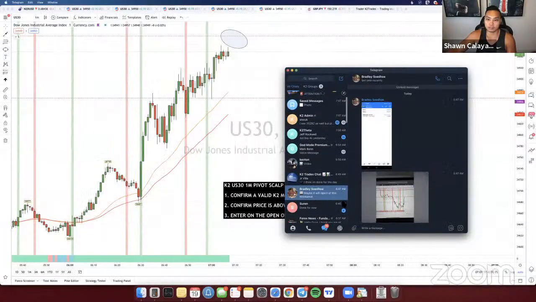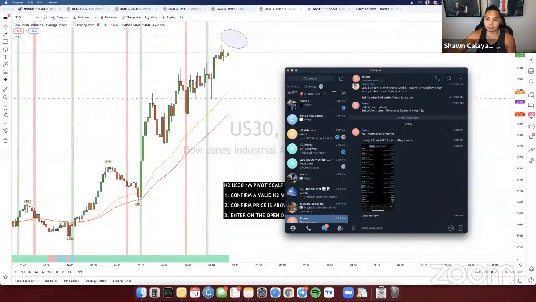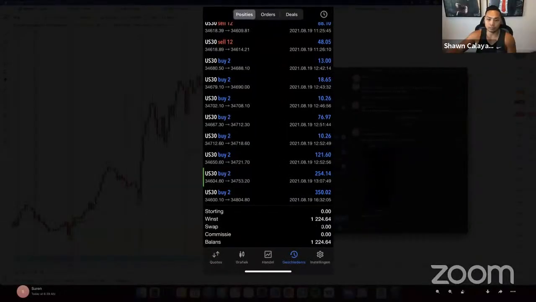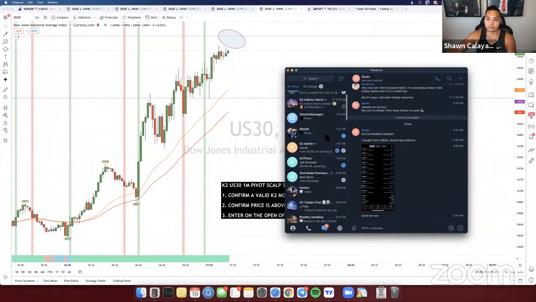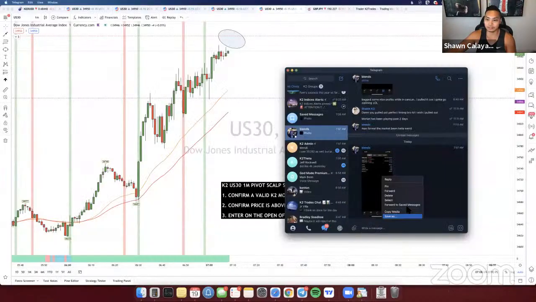Nice work. Stern over here caught the sells and a couple buys, locked in a total of 1,224 euros. Great work, Stern. Anything else over here? Maddie over here locked in a total of 286. I mean, profit's profit, right, Maddie?